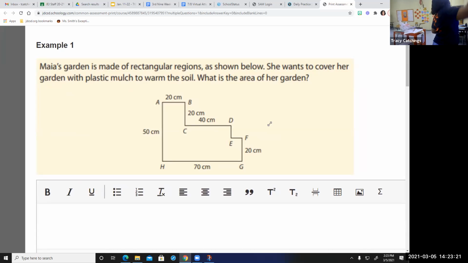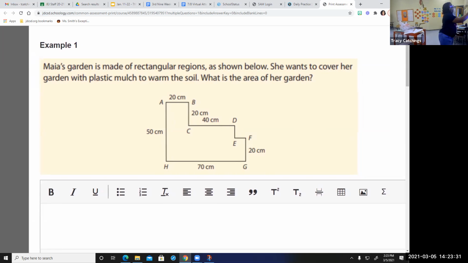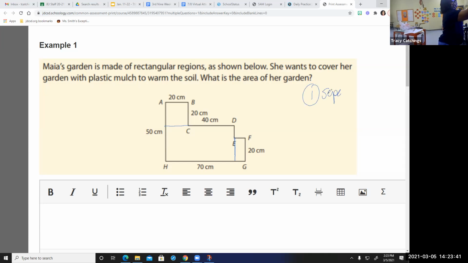It's an area problem, and like I said, we need to separate these into shapes we can easily find the area of. So it looks like we can separate this into some squares and rectangles. So I'm gonna just separate it first. All right, the second thing we will do is find the area of each.